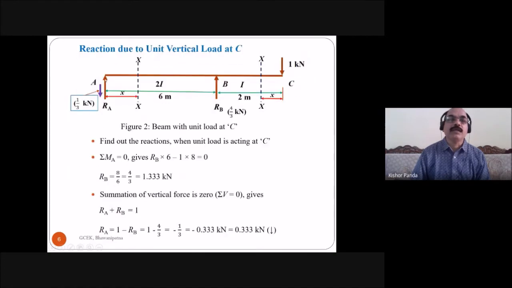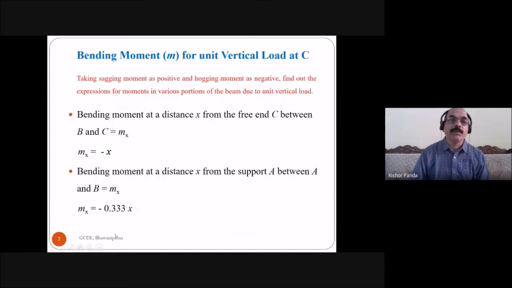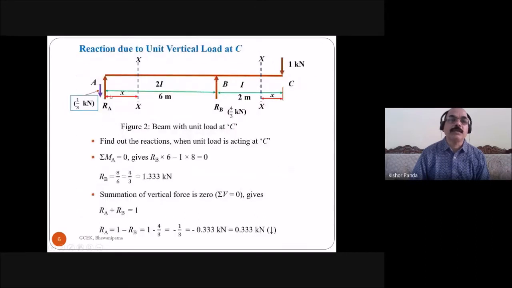Then find out what is the bending moment between A and B at a distance x from the support A. So what is the bending moment here? Because this is your downward direction, the reaction here is anti-clockwise, so here this is also to take negative. Minus 1/3 into x.